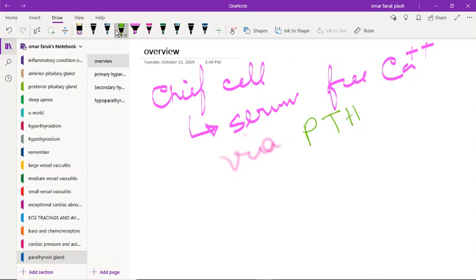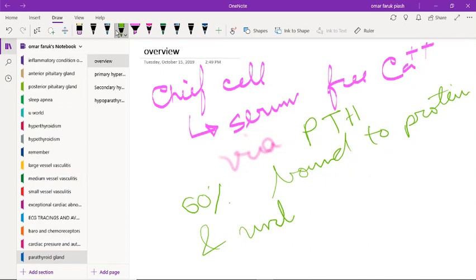What happens here? We know that 60% of our calcium is bound to protein, and the rest is unbound. From the unbound form, some is bound to phosphate and some is in a free form. We like to discuss the free form, because serum free calcium is the main regulator.